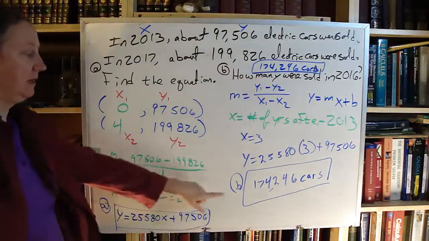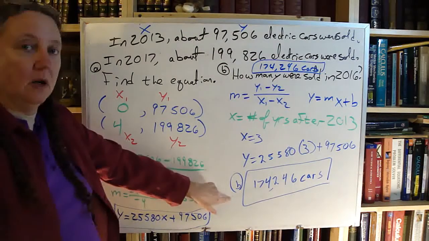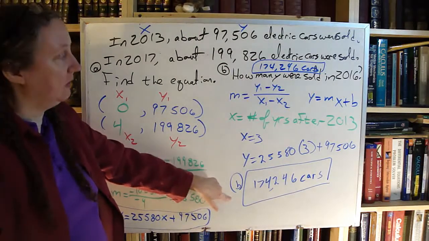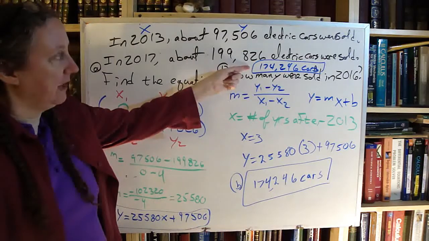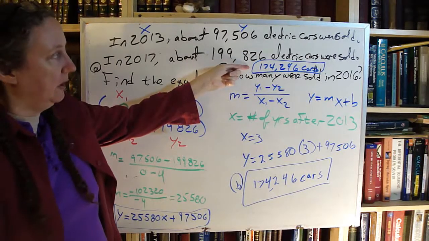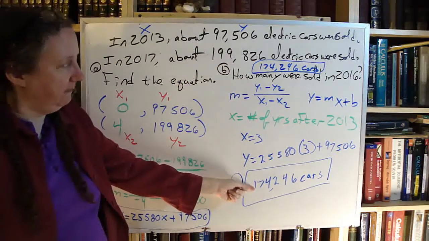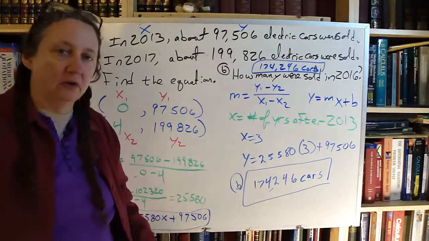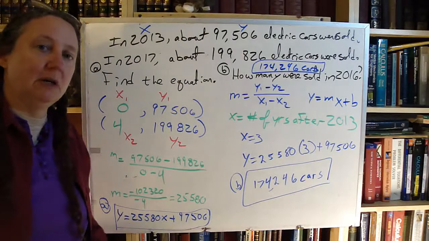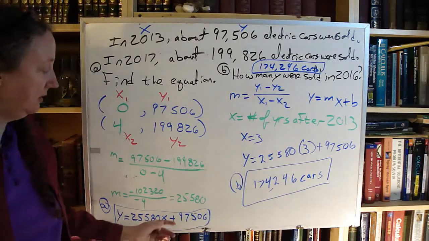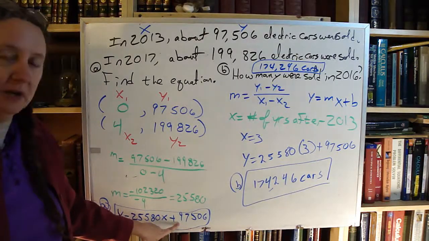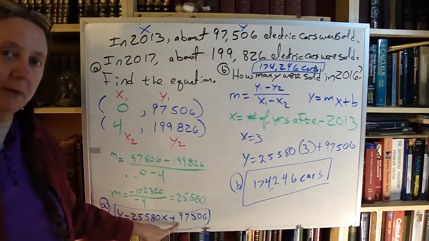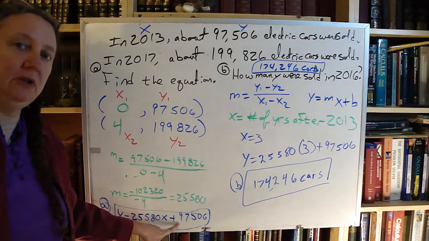So now that I found my answer there, I'm going to look at that answer and compare it to my answer up above that I had found the other way. 174,246. It's the exact same number, but the only difference is that the b for my equation is much easier to work with.